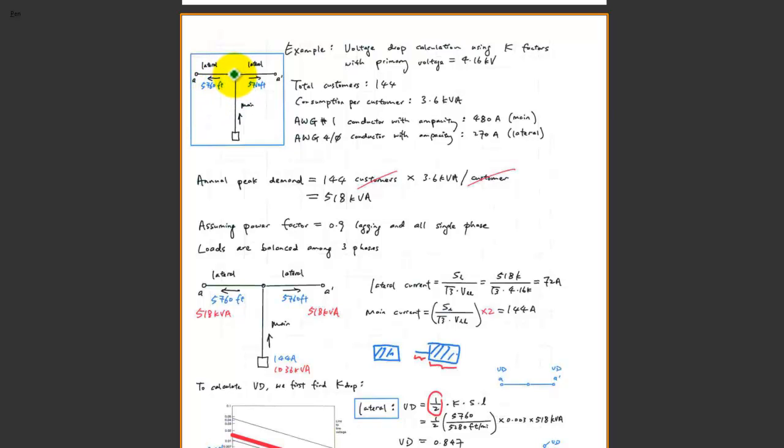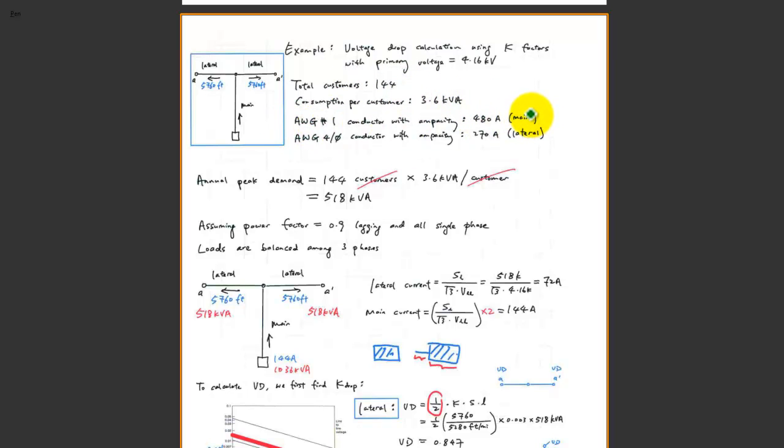With 5,760 feet from the main feeder, and this is a lateral as we defined earlier in the first week of class. So the example is to find out the voltage drop calculation using the K factor, used with the primary voltage of 4.16 kV. So this time we have a lower value of a nominal voltage. And then you have total customers 144, consumption per customer is 3.6 kVA. And this is the kind of conductor you will be using.